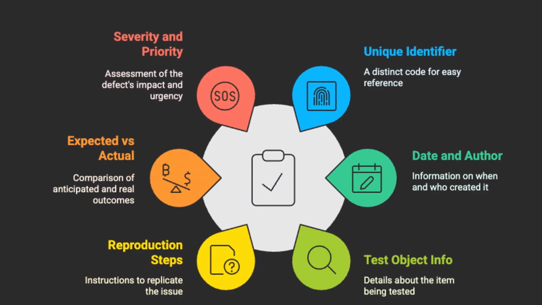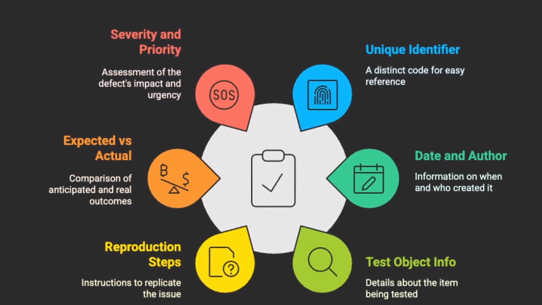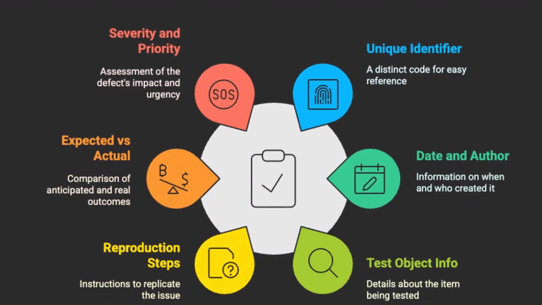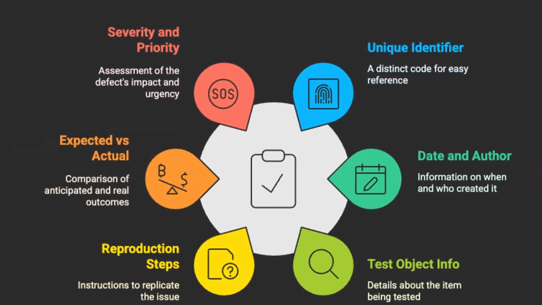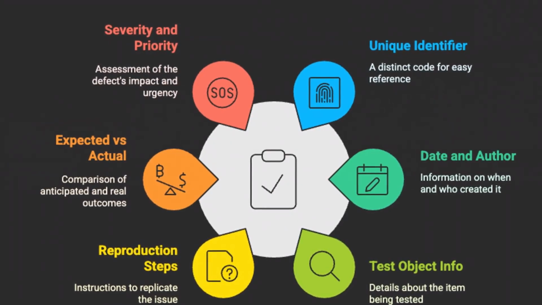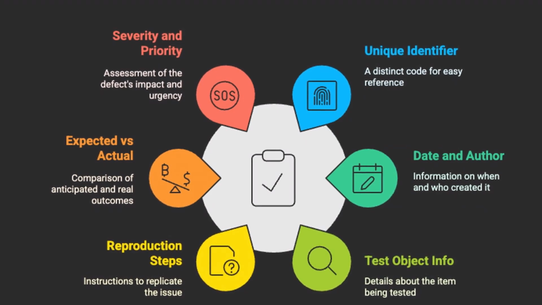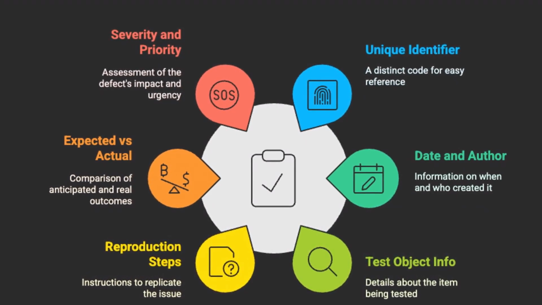A few key things. A unique identifier and a short, clear title. The date, author, and organization. Information about the test object and environment. Steps to reproduce the issue with screenshots or logs if necessary. Expected versus actual results. Severity and priority of the defect. Current status like open, deferred, or closed.